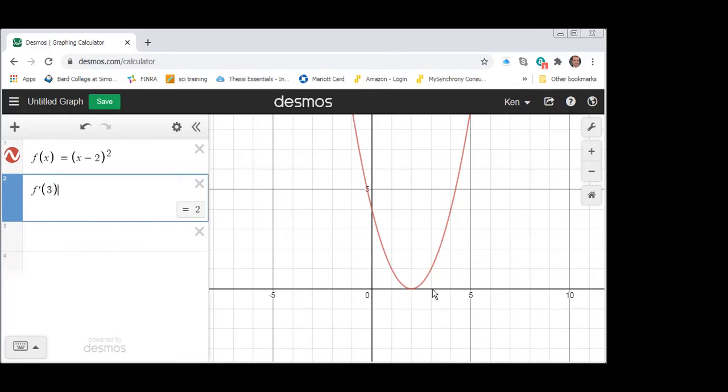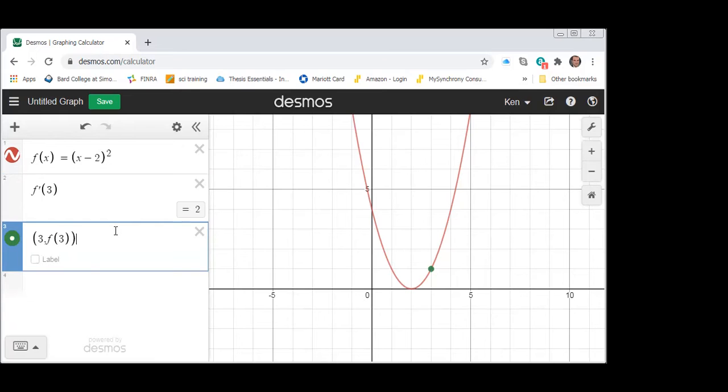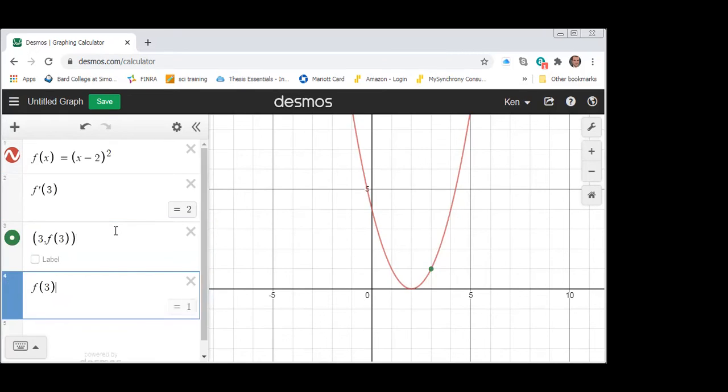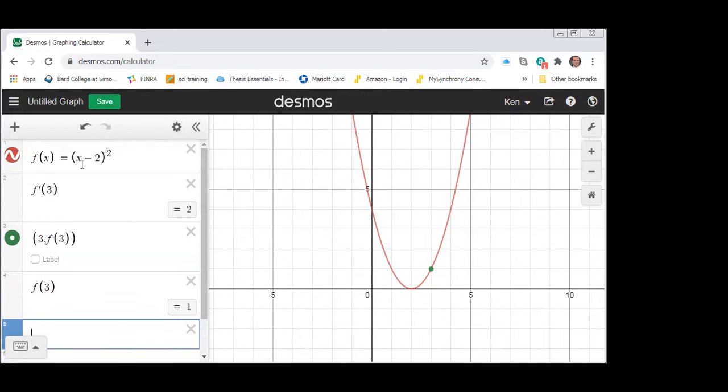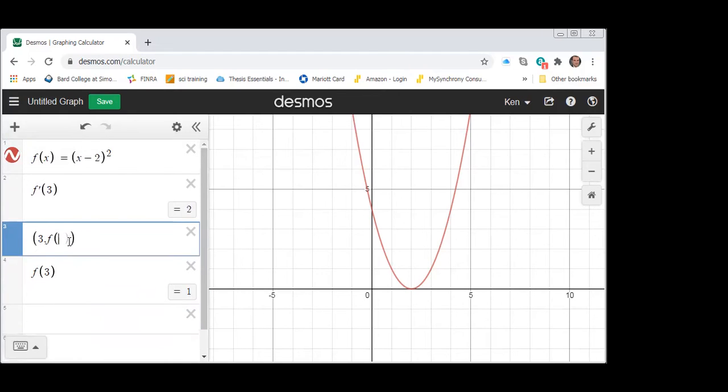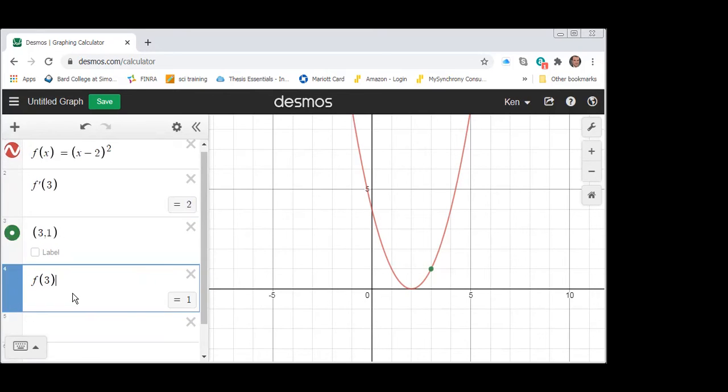Okay, but fine. So when x is equal to 3, the slope of the tangent line is equal to 2. Let's try to draw that tangent line. When x is equal to 3, what's the y value? It's going to be f of 3. f of 3 is equal to 1. In retrospect, that makes sense because 3 minus 2 is 1, and 1 squared is 1. So the point is up here at (3, 1). You can see it in green.